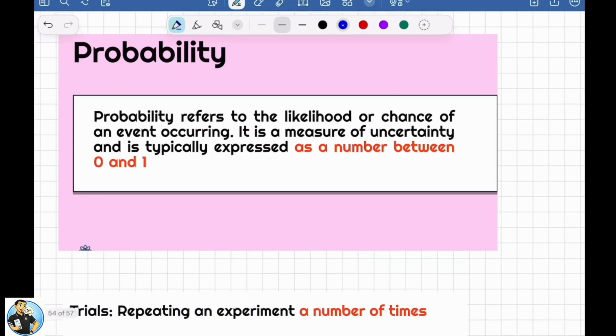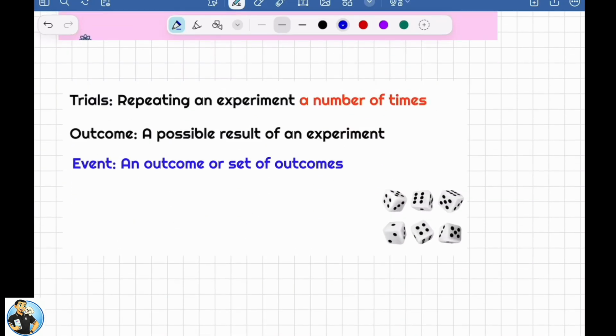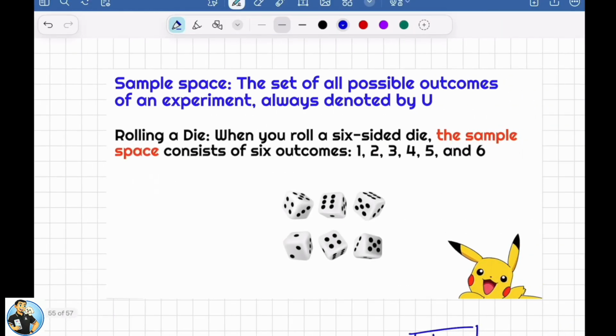Okay, then we have some definitions. A trial is when we perform an experiment many times. So basically, it's the number of times that we are going to do an experiment. The outcome is the result of the experiment. For example, tossing a coin, we can get heads or tails. So we have two outcomes. If we repeat this experiment, I don't know, 5, 10 times, this will be the number of trials. Okay, this is super easy.